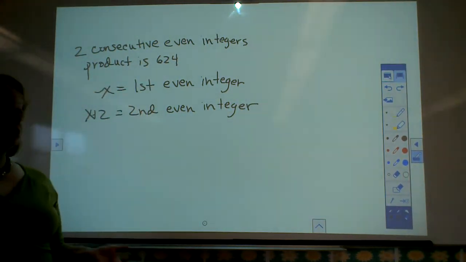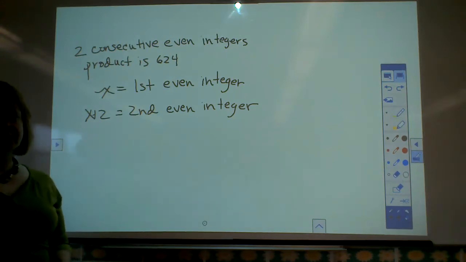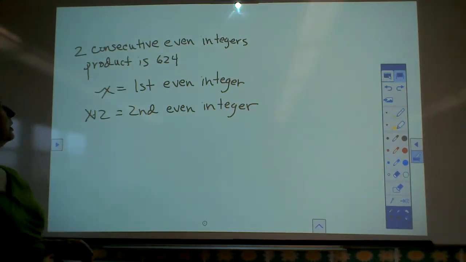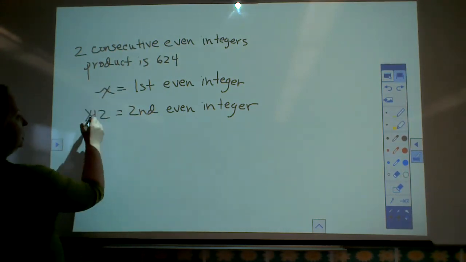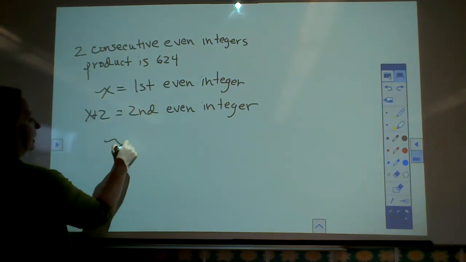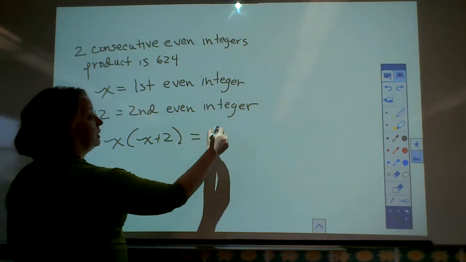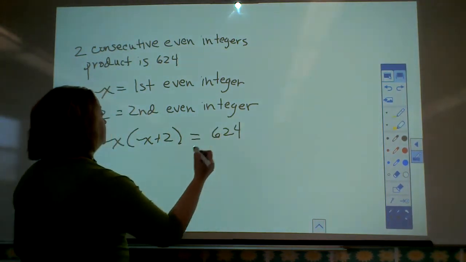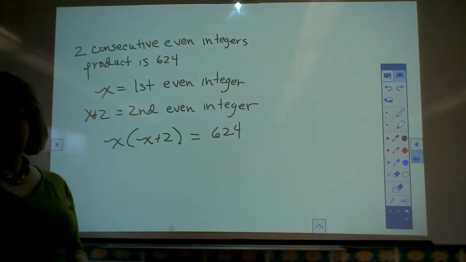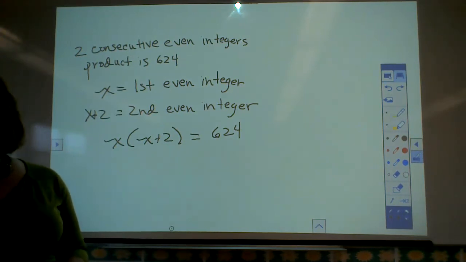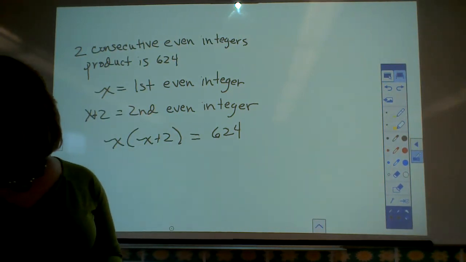And then if they wanted more, we'd have x plus 4 and so on, but we only need 2. Okay, product means to multiply. So this is going to be x times (x plus 2). Well, what does it equal? It equals 624.